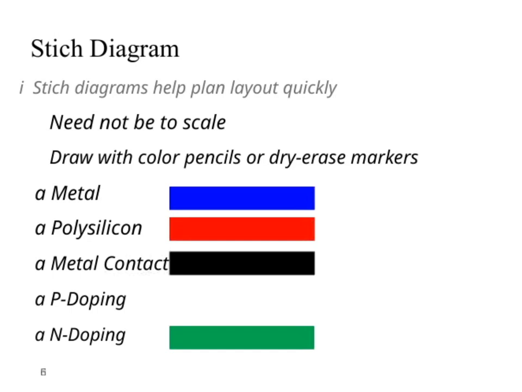Stick diagrams are a great tool for quickly planning layout designs without needing to be perfectly to scale. They're often drawn using color pencils or dry erase markers, which makes them flexible and easy to modify. The key here is using different colors to represent various materials or features, like metal layers, polysilicon, metal contacts, and regions of p-doping or n-doping. This visual approach helps us organize and visualize the layout concept before moving on to more detailed design steps.